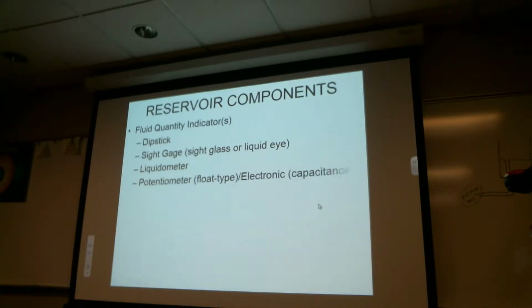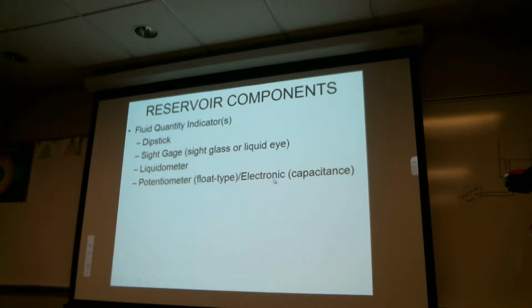Additionally, attached to that liquidometer, you might find a device that works like a sender in a fuel tank, but it's for hydraulic applications. It uses a potentiometer, and as the resistance of the potentiometer changes, usually they use a rod with a ring, and as the ring floats on the rod, it changes the position, so you can monitor fluid quantity that way by a change in resistance.